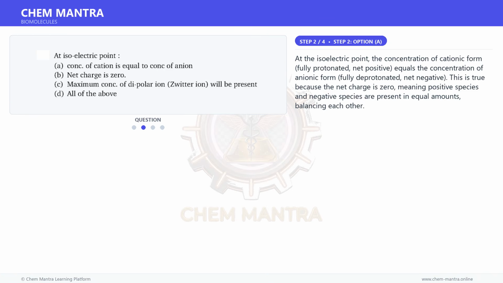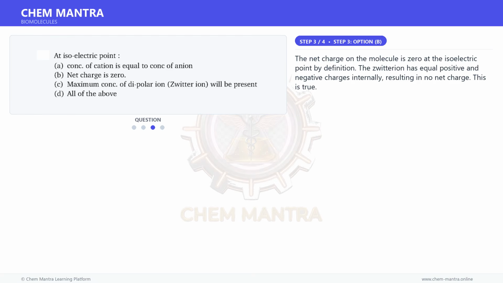At the isoelectric point, the concentration of the cationic form, fully protonated, net positive, equals the concentration of the anionic form, fully deprotonated, net negative. This is true because the net charge is zero, meaning positive species and negative species are present in equal amounts, balancing each other. Moving on to the next step.